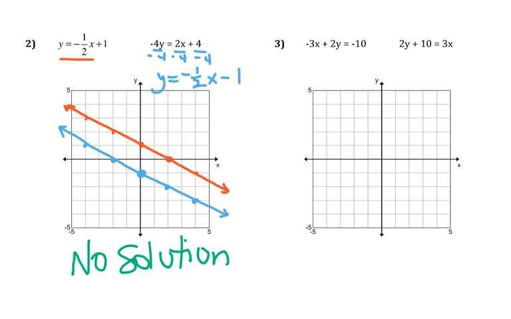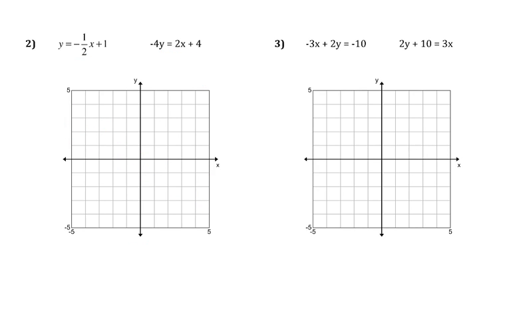For number 3, I look at both of these equations. I'm going to have to solve both of them for y. I'm going to have to get that y by itself.